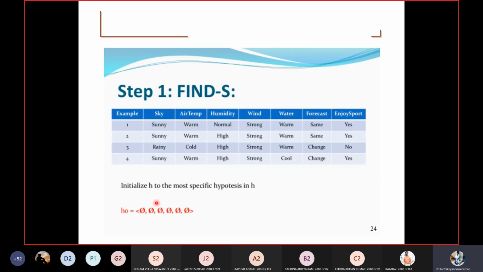Now in step 1, I need to initialize my most specific hypothesis, H0, initial, which is 5 5 5 5 5 5. Why are there 6 fives? Because there are 6 columns, attributes: sky, air temperature, humidity, wind, water, and forecast. So there are 6 columns, so I represented 6 fives.